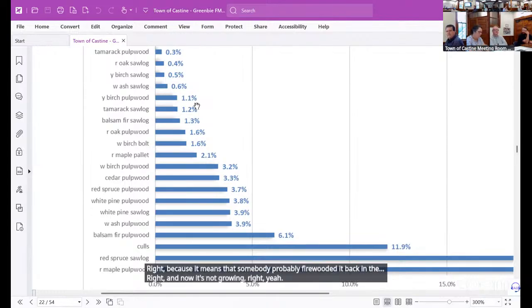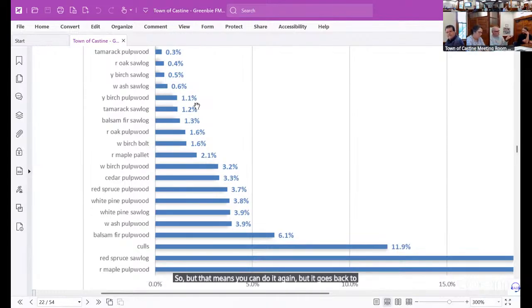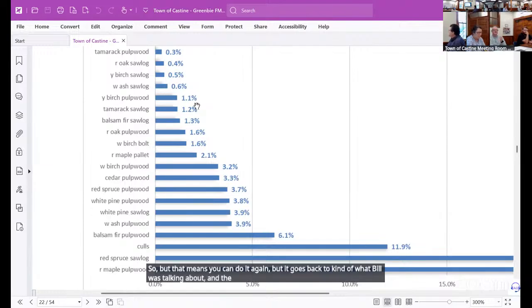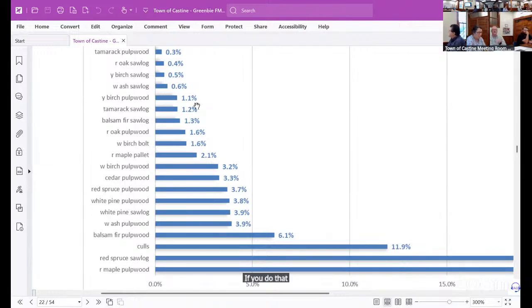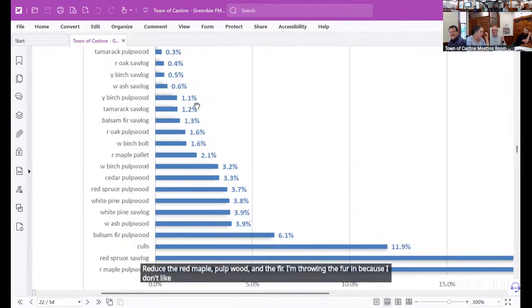So that means you can do it again, but it goes back to what Bill was talking about in the other situation. If we worked out an operation at some point to go in and reduce the red maple pulpwood and the fir, I'm throwing the fir in because I don't like it, we have to make sure that it doesn't just stump sprout all the red maple you cut and bring it all back at a smaller scale. Like you said, there should be a plan.